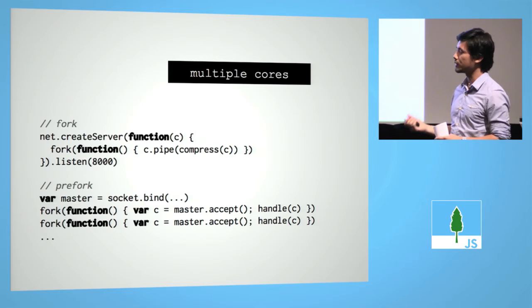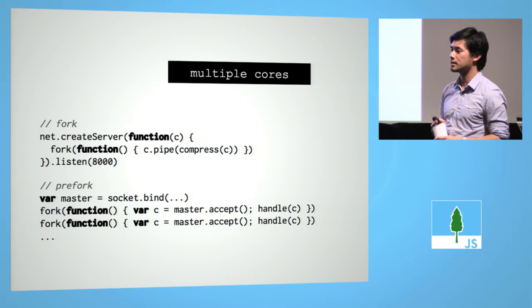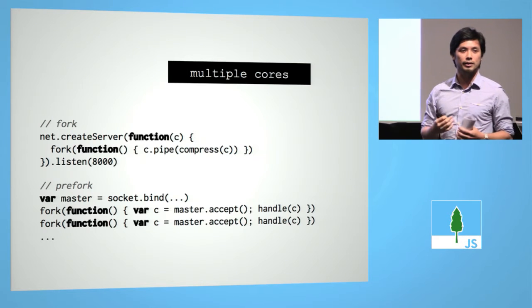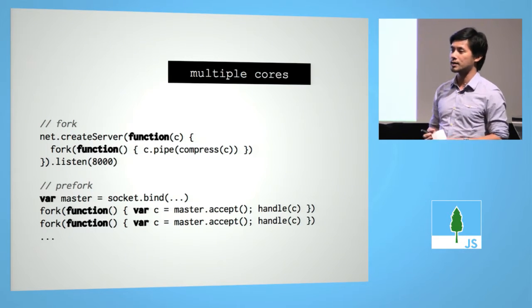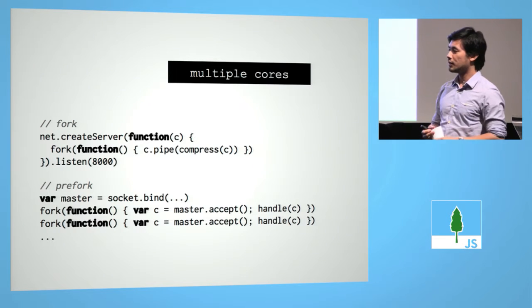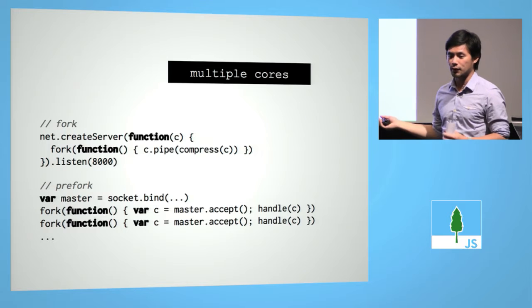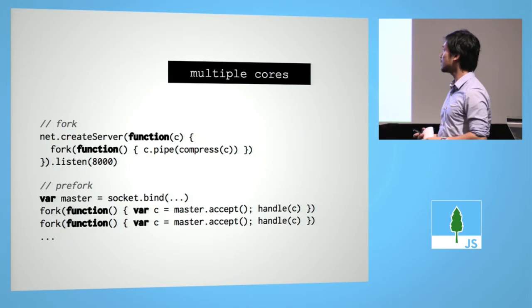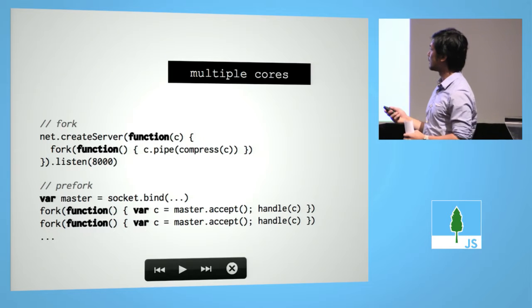I think OS kernels are smarter about this these days, and will schedule it such that they only wake up one accept call, so that they don't wake up all the threads and have this sort of thundering herd problem. So that's called preforking.